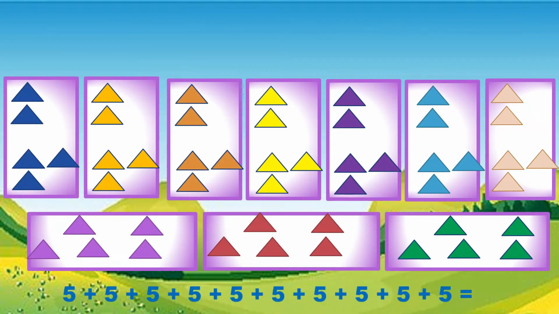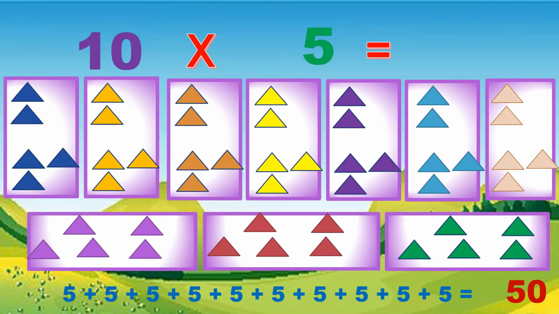10 sets of 5. 5, 10, 15, 20, 25, 30, 35, 40, 45, 50. 10 times 5 equals 50.